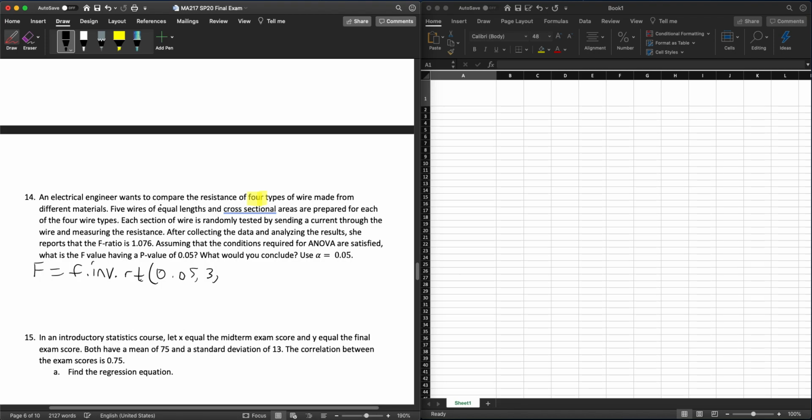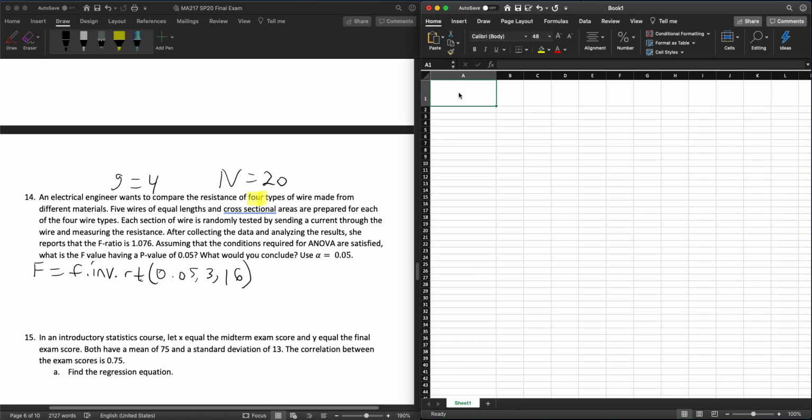The second degree of freedom: there are 5 wires of equal length and cross-sectional areas prepared for each of the 4 wire types. So that means there are 20 total. The number of groups is 4, the total number is 20. So 20 minus 4, the second degree of freedom is 16. Typing that into Excel will give us a value of 3.24.